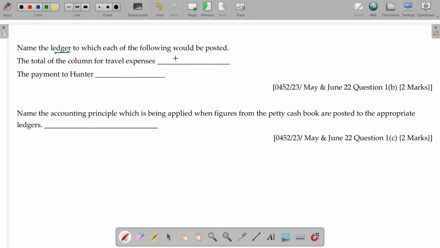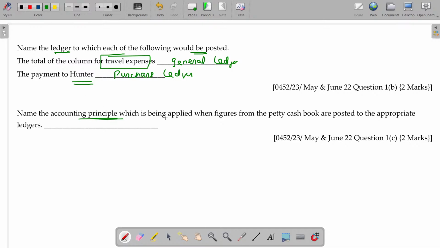Okay. In this illustration, two more questions are also asked. Name the ledger to which each of the following would be posted. The total of the column of travel expenses. Travel expenses total will go to the general ledger. Whenever it is all about purchases and sales, that will be called purchase ledger and sales ledger. Especially payment to Hunter will come under purchase ledger. Because you are paying, why do you pay? Because of your purchase only the due is payable, so it is called purchase ledger. Amount payable to supplier will be called purchase ledger. Amount recoverable from your customer will be called sales ledger. Hope you will be able to understand.